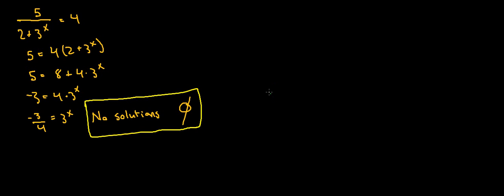Now let's move on to 2 to the x minus 4 times 2 to the x is equal to 21. Now here's a problem where I can make a substitution. I can substitute 2 to the x with y. And this will make this problem much simpler.